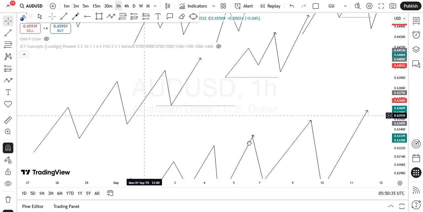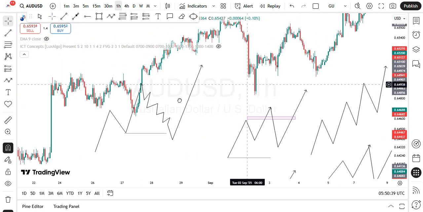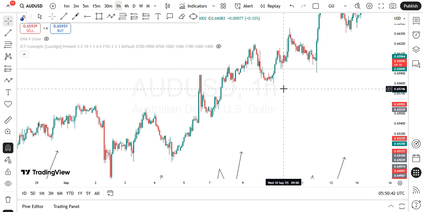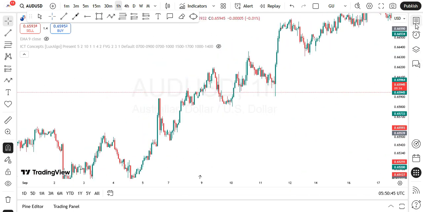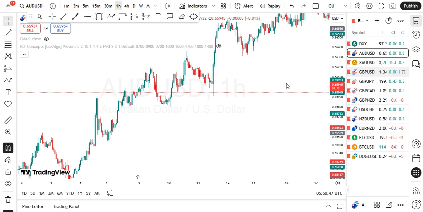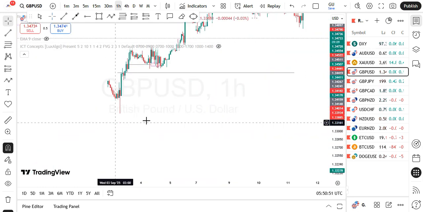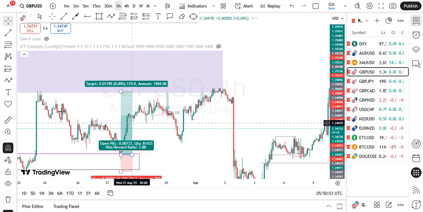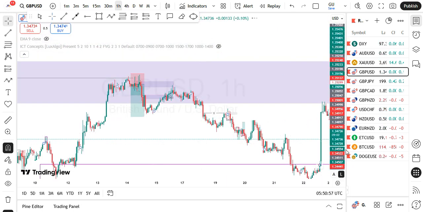All right, I'm currently on AUD USD, but I think we will need to make use of GBP USD. I love GBP USD. I love gold and what have you. Let's see how these things work here.